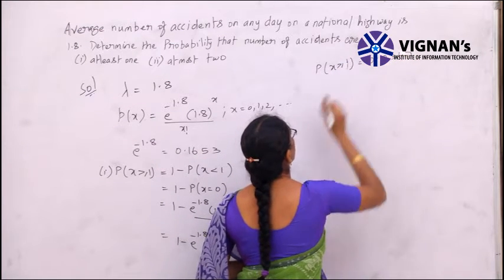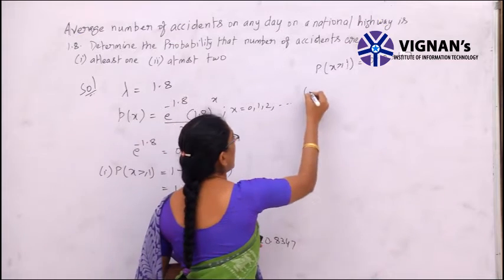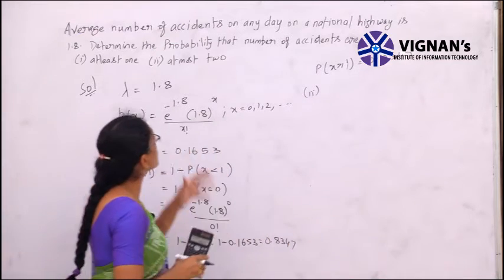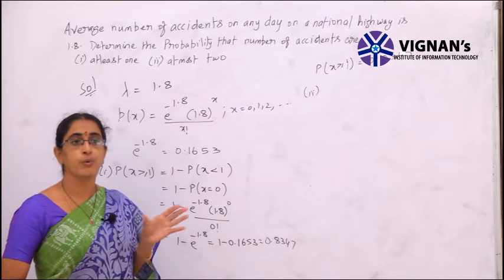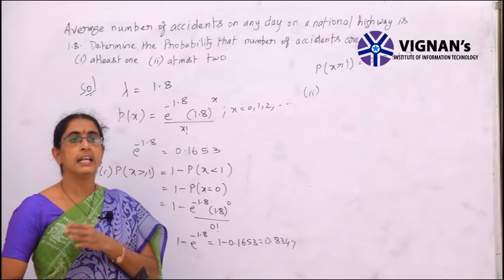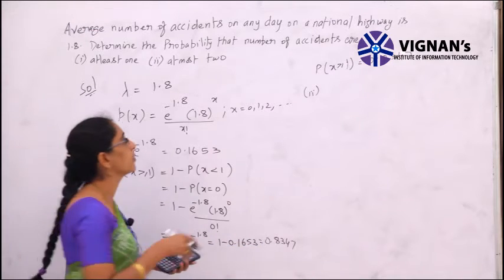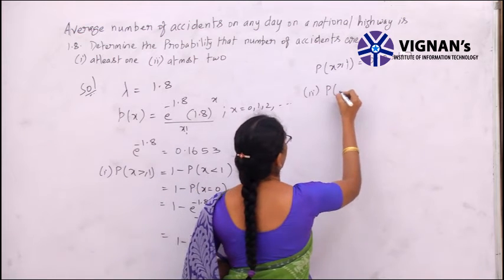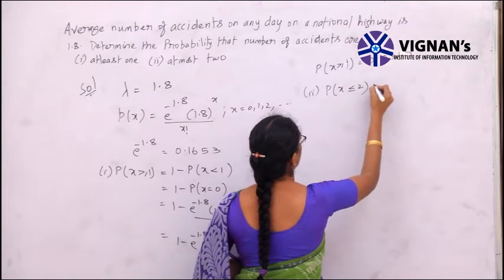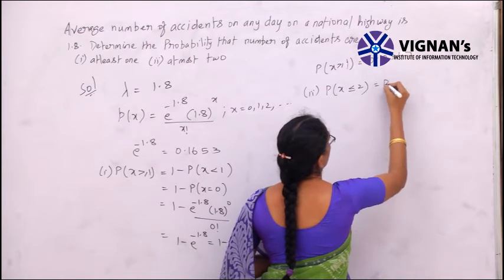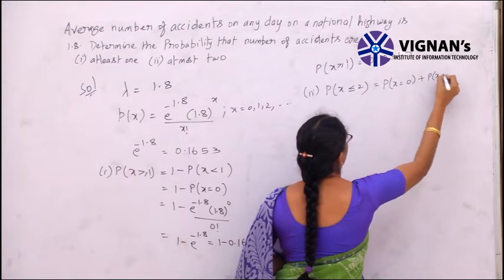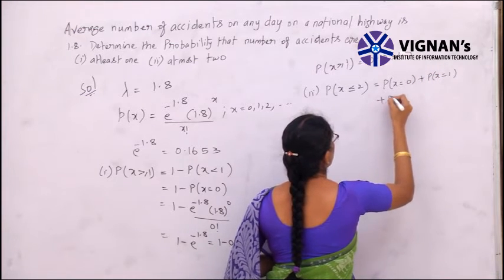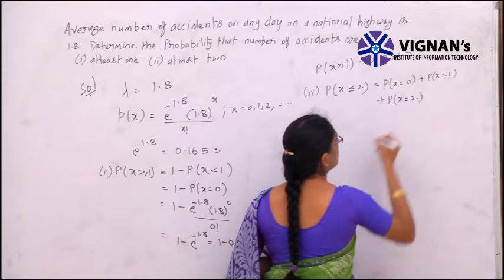Okay. Now, what is the second bit we have to find here? At most 2 means exactly 2 or less than that. At most means less than or equal to, at least means greater than or equal to. So, probability of x less than or equal to 2 is nothing but probability of x equal to 0 plus probability of x equal to 1 plus probability of x equal to 2.